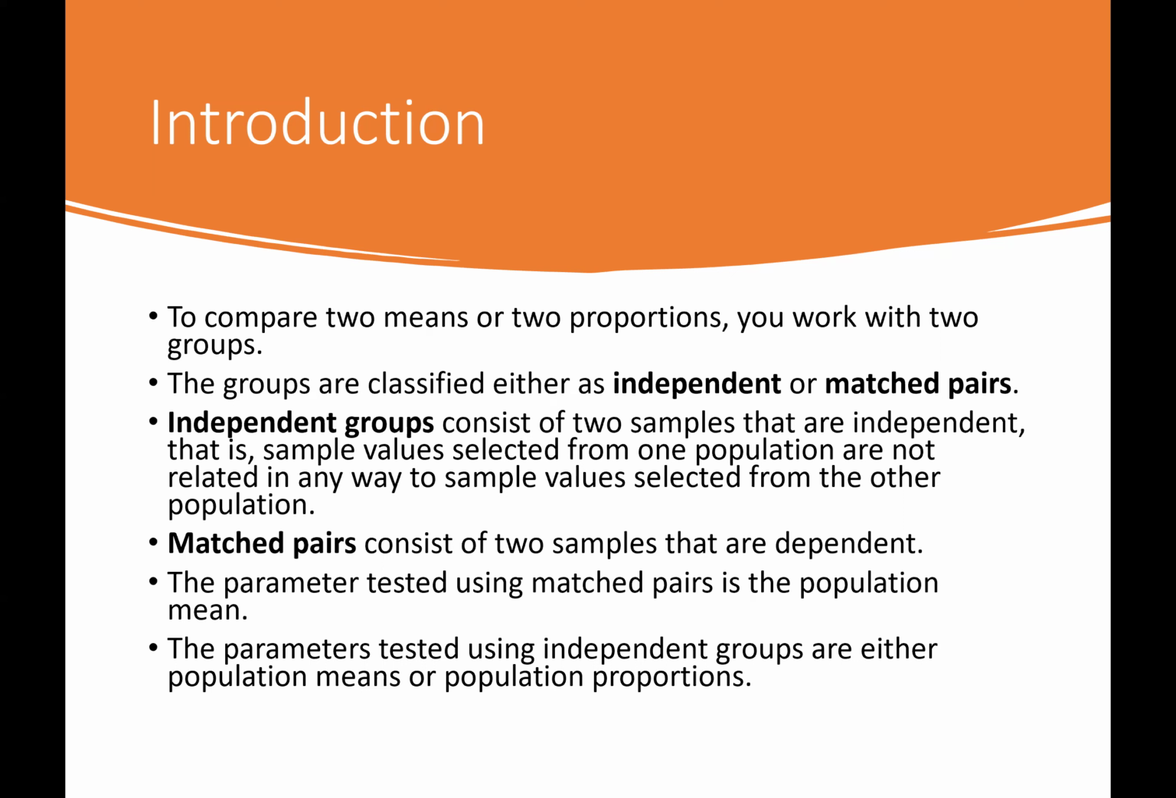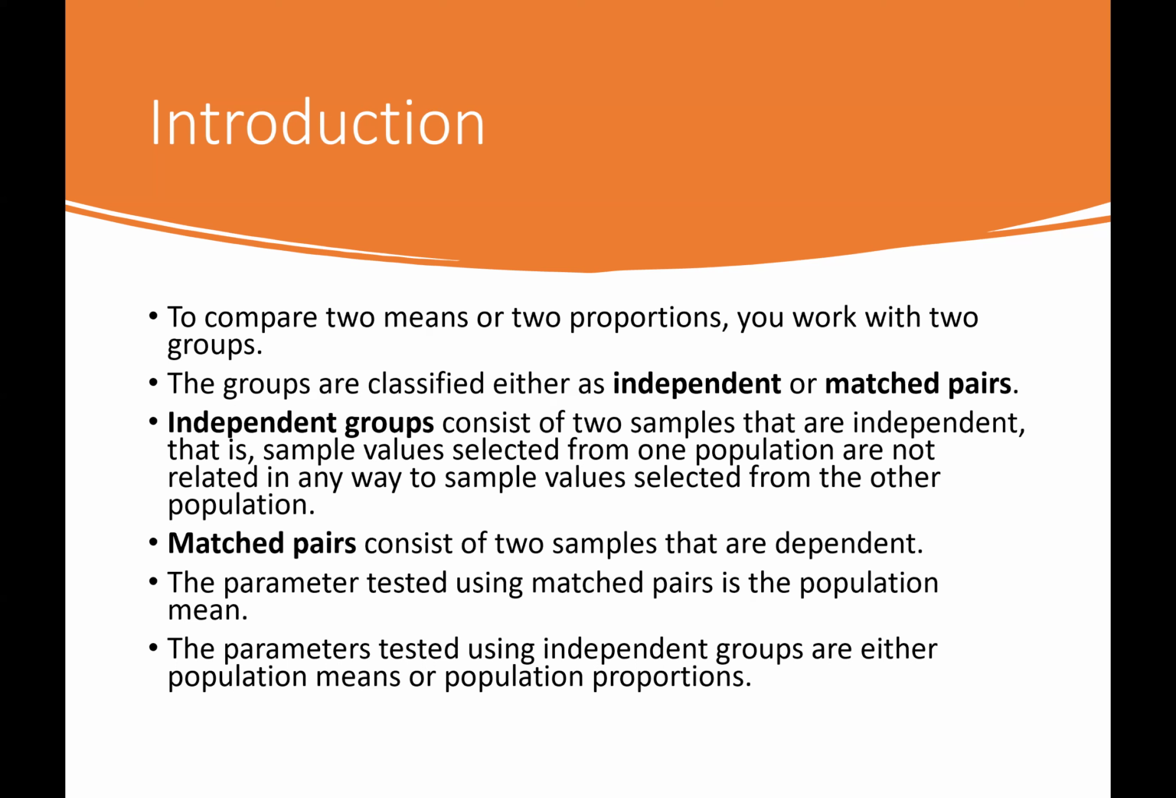Independent groups consist of two samples that are independent, that is, sample values selected from one population are not related in any way, shape, or form to sample values selected from the other population. Matched pairs consist of two samples that are dependent. And typically we are interested in what's happening in those dependent groups, like before, after kind of thing. So you'll pretty much know when you want to use matched pairs because you are interested in the difference in the pairs. That doesn't make a whole lot of sense, but it will.